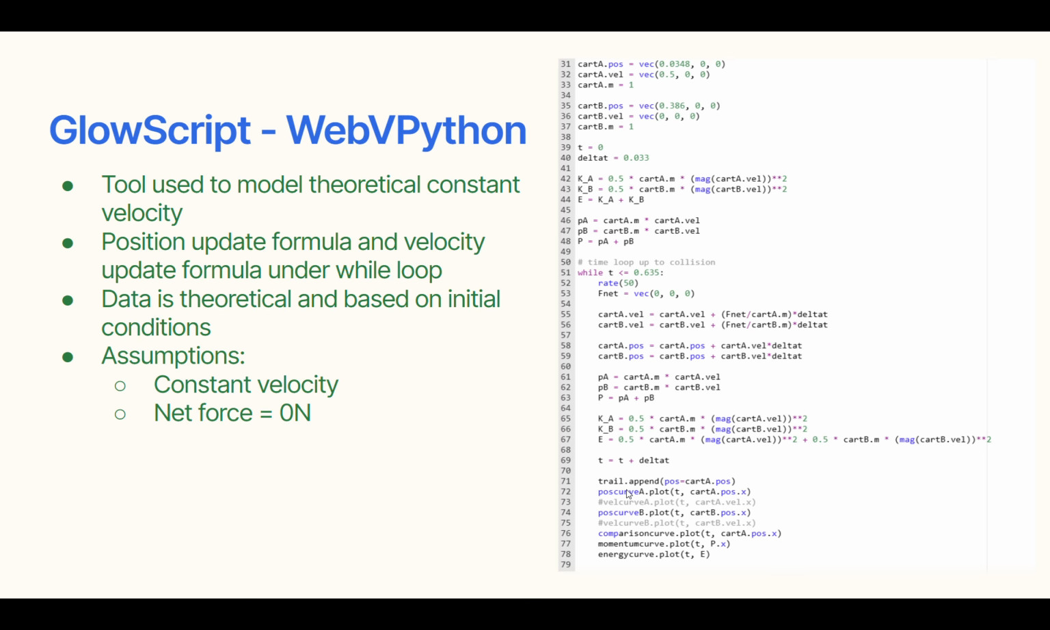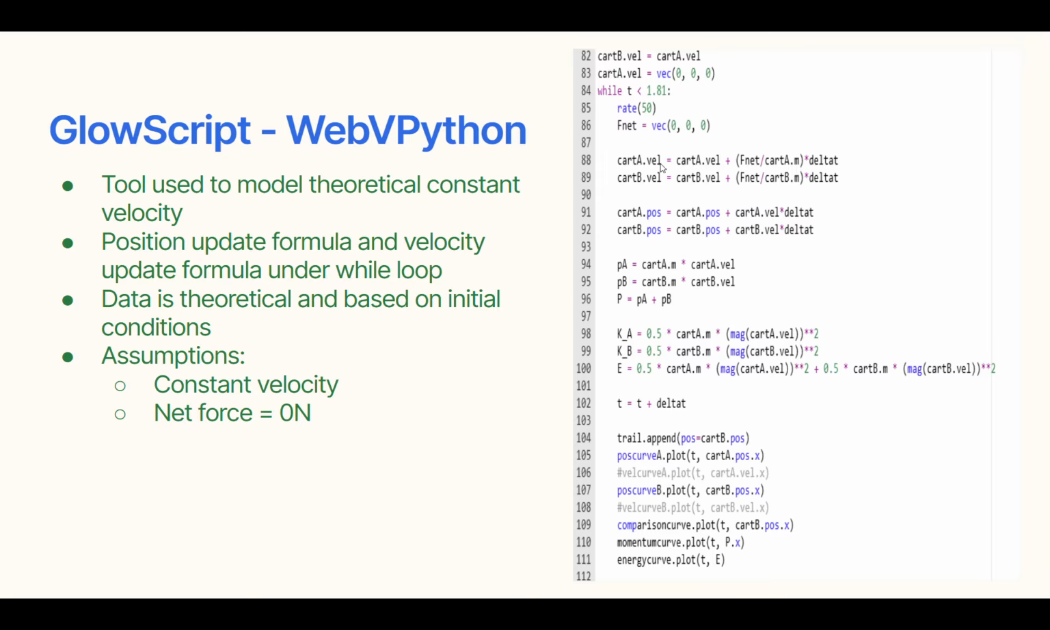So some assumptions I made when I was using this computational model: I assumed that the velocity was constant and that the net force acting on the cards was 0 newtons, and we will see later why this causes some errors in the experiment. And as you can see, I first did a while loop up until 0.635 seconds, and then another while loop up to 1.81 seconds, because the first while loop was to get all the information before the collision, and the second while loop gets all the information after the collision. And inside the while loop is the same thing.